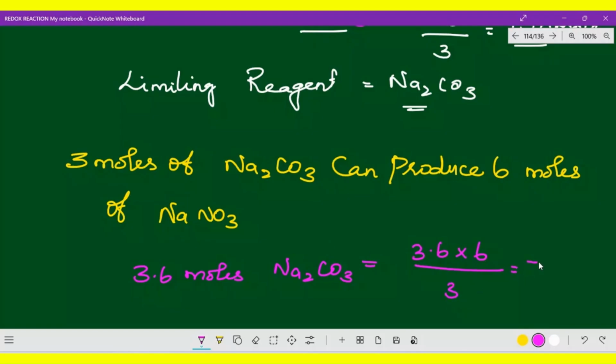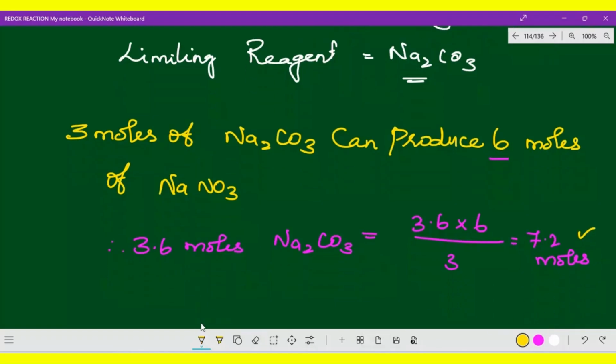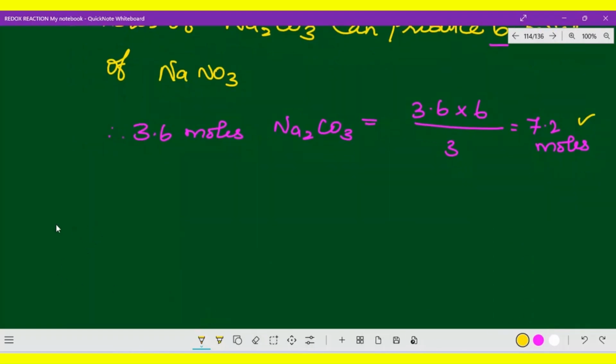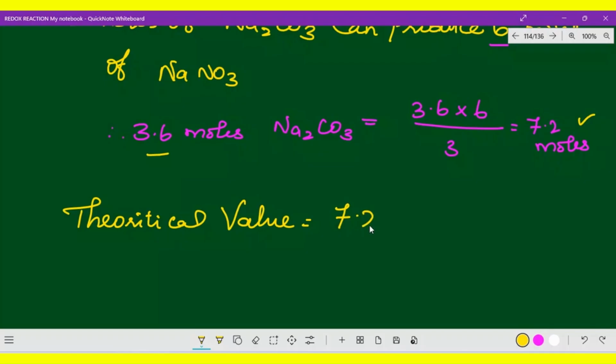So how much will you get? 7.2 moles. Right, 7.2 moles. So 3 moles of sodium carbonate can produce 6 moles of sodium nitrate. That means 3.6 moles of sodium carbonate can produce 7.2 moles. I hope you got the clarity. So this 7.2 moles is the theoretical value. How many moles can it provide when you go for 3.6 moles of sodium carbonate? 7.2 moles. Got it?